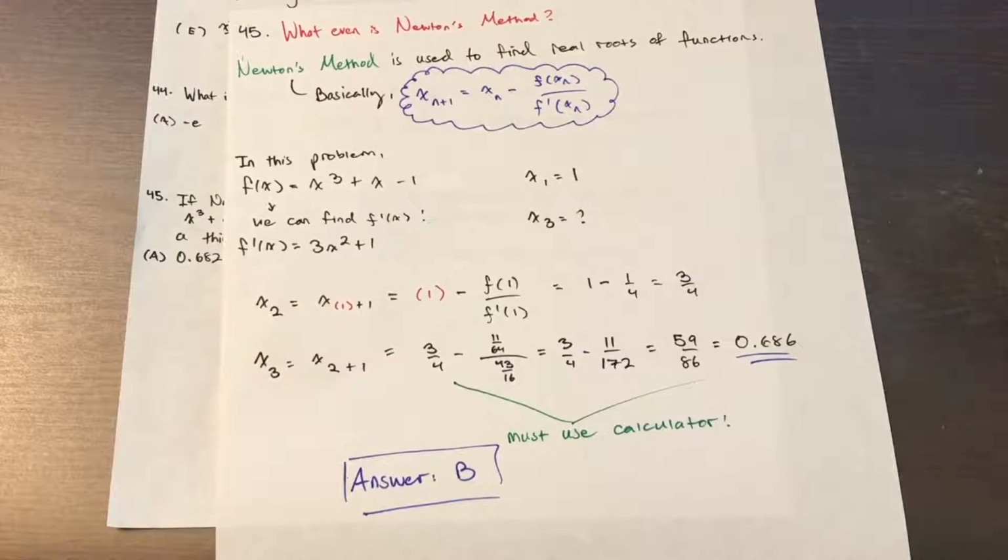x of 2 is basically x of 1 plus 1. And since we know x of 1 equals 1, we can plug this in to find out x of 2 is 1 minus 1/4, which is 3/4. Now we have x of 2, so we can plug that in to find x of 3.